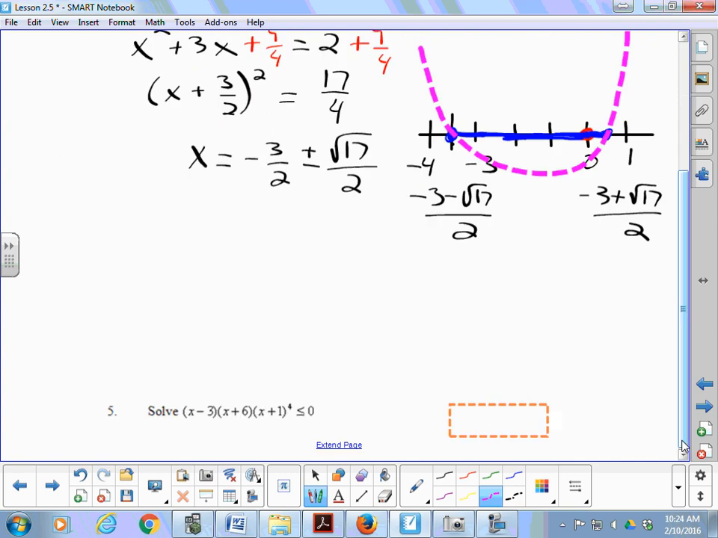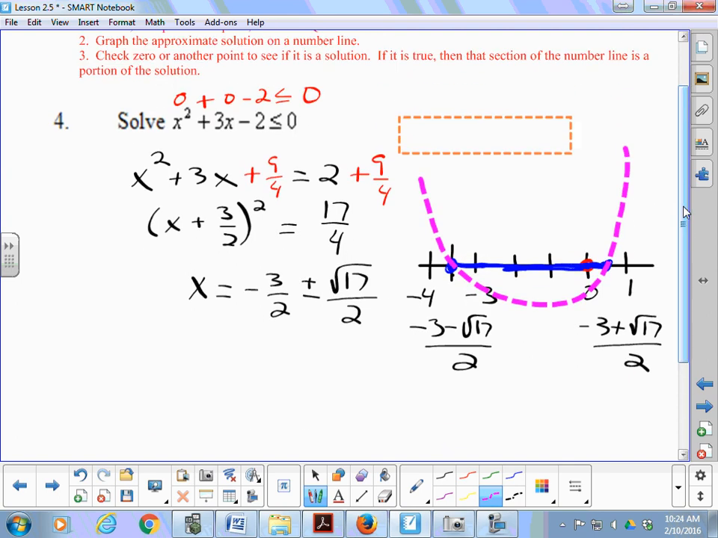You could write the answer in interval notation. All you have to do is say x is greater than or equal to this endpoint, less than or equal to that endpoint, and put bracket, number, comma, and so on.